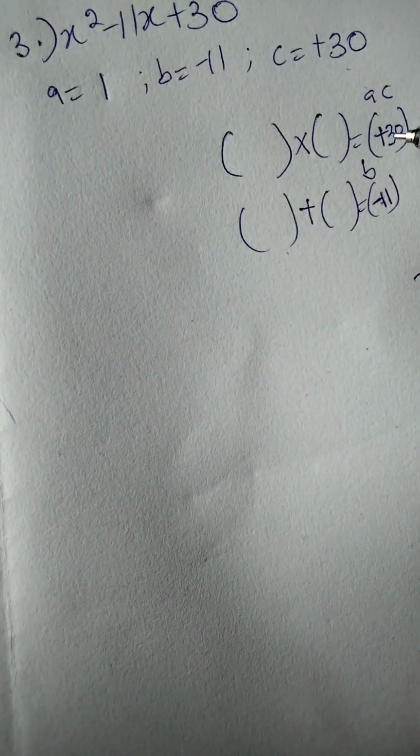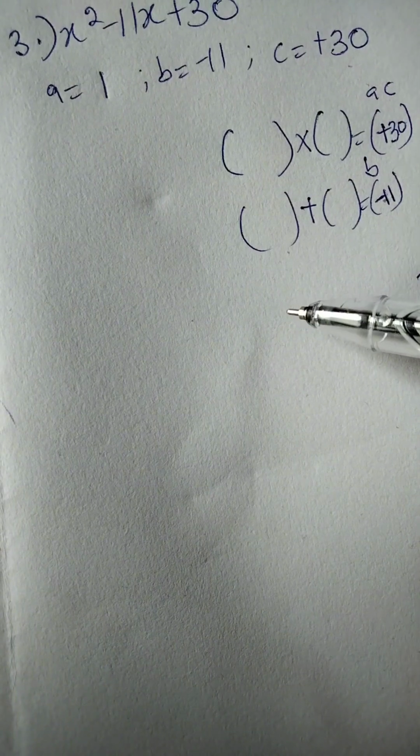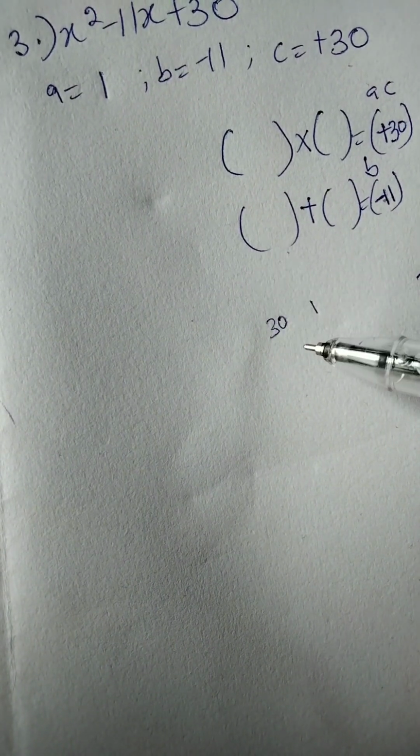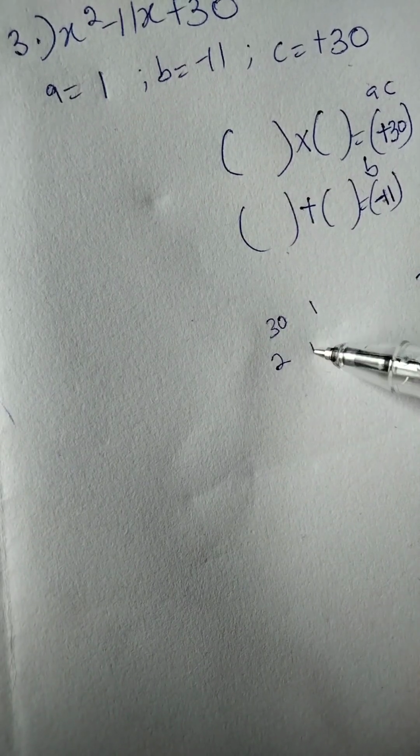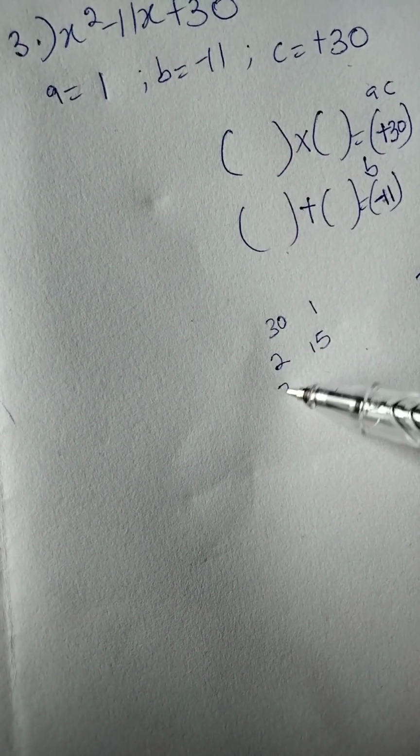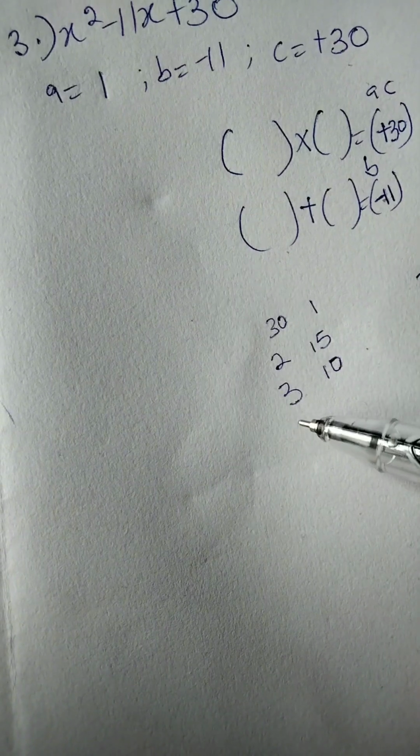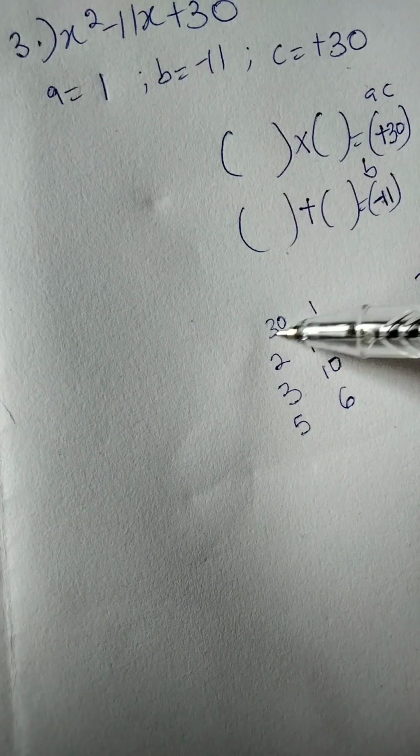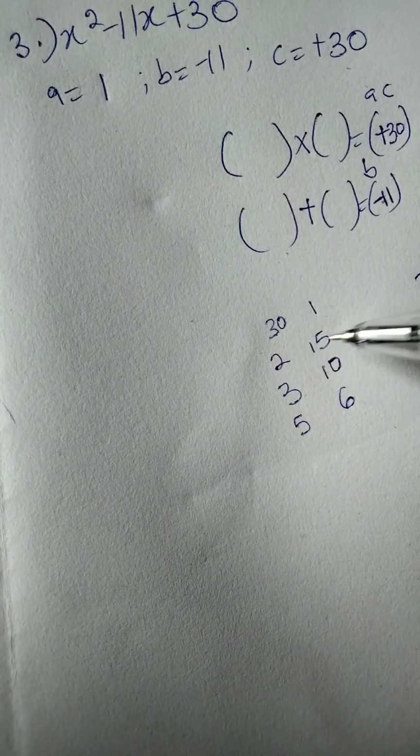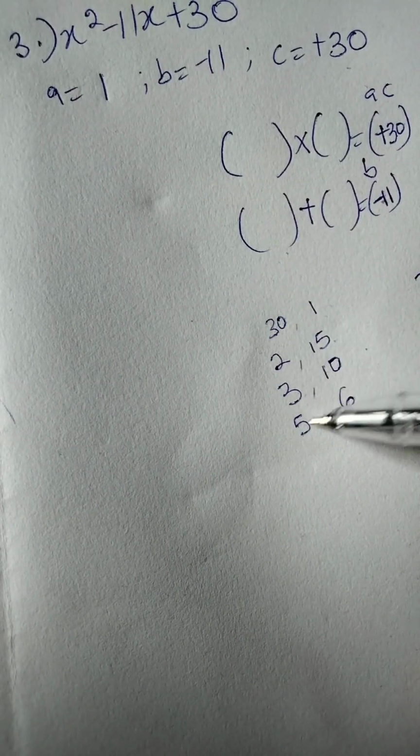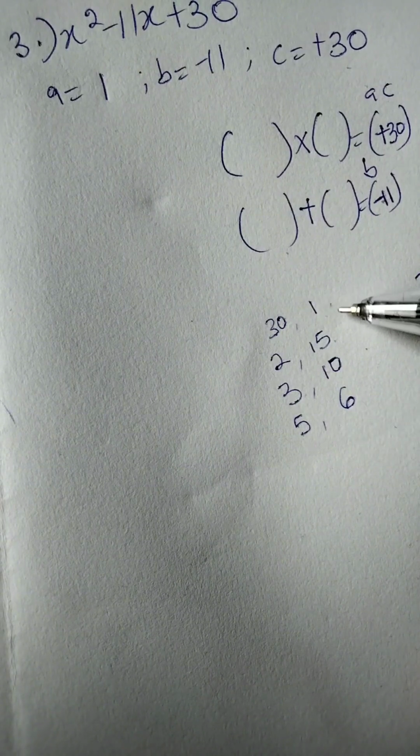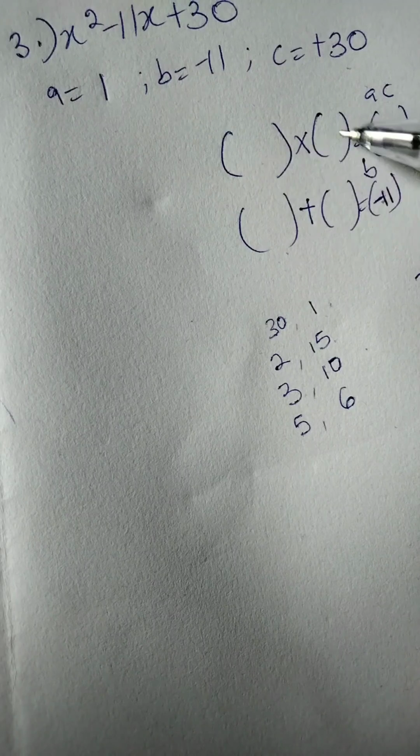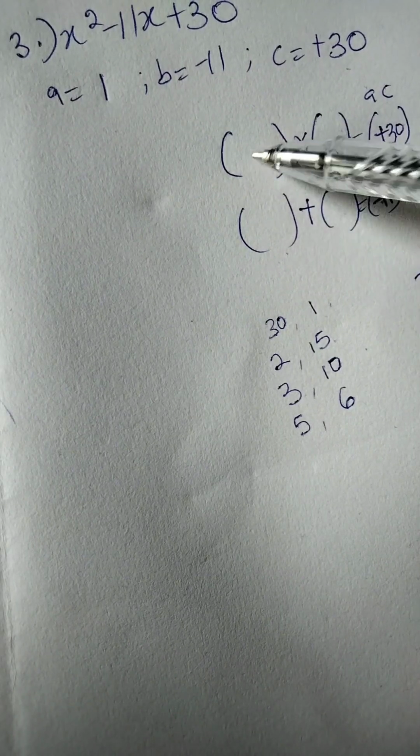Now what are the multiples of 30? The multiples of 30 that we know are 30 and 1, right? So we also know 2 and 15. We also know 3 and 10. We also know 5 and 6. So we're going to be considering these four pairs: 30 and 1, 2 and 15, 3 and 10, 5 and 6. We want to see which of these pairs will fit correctly into these boxes, these four boxes.